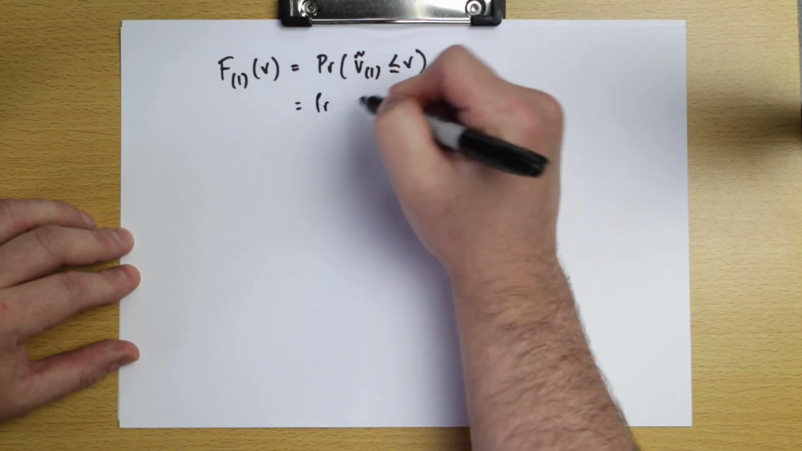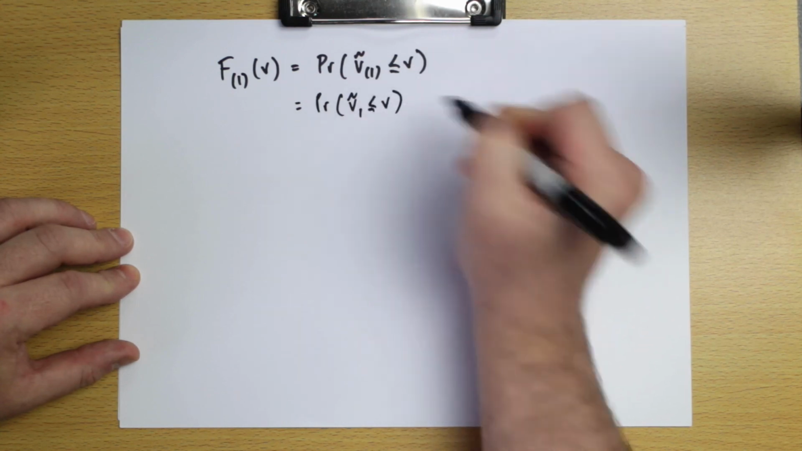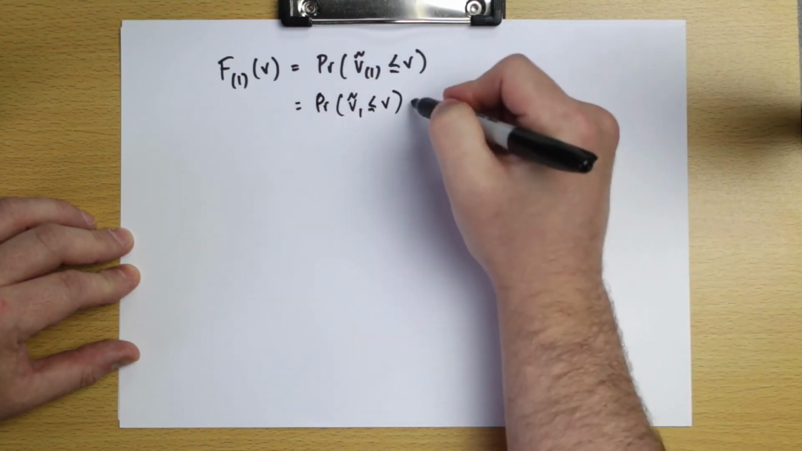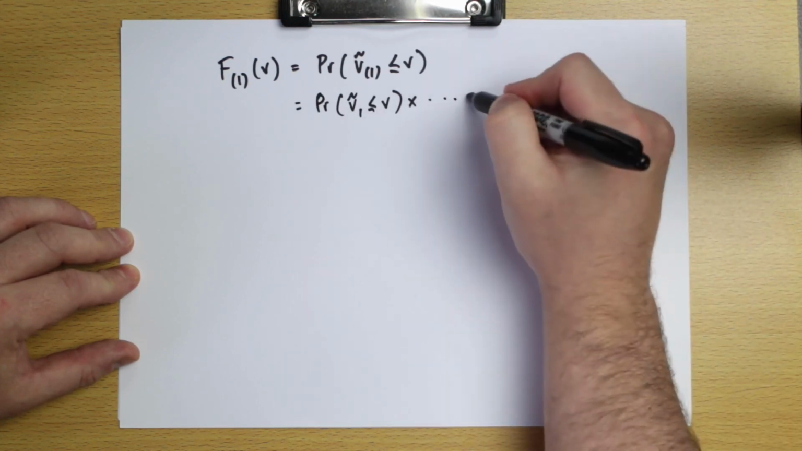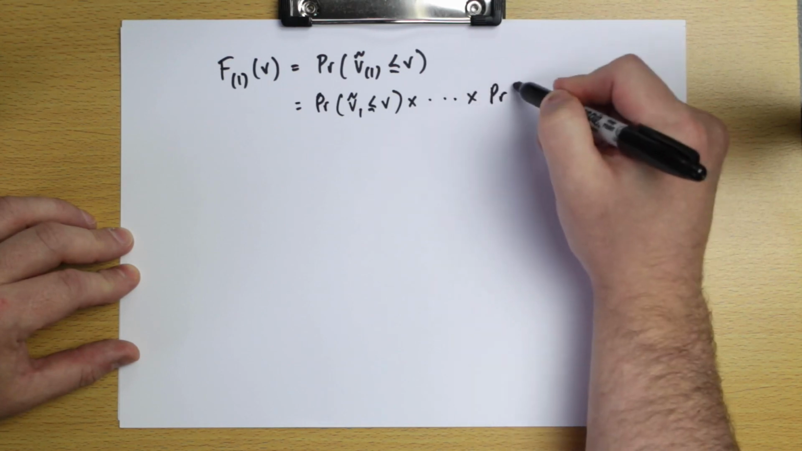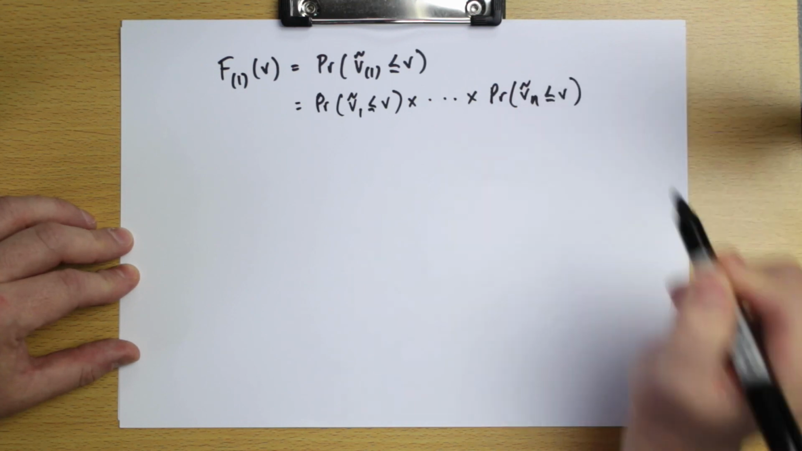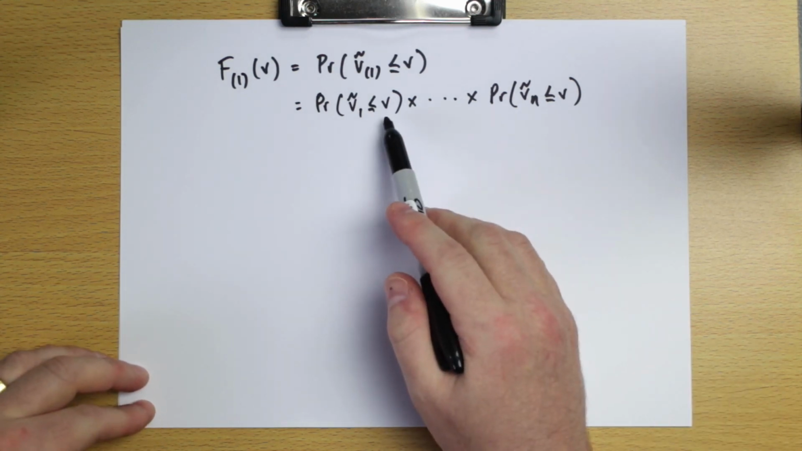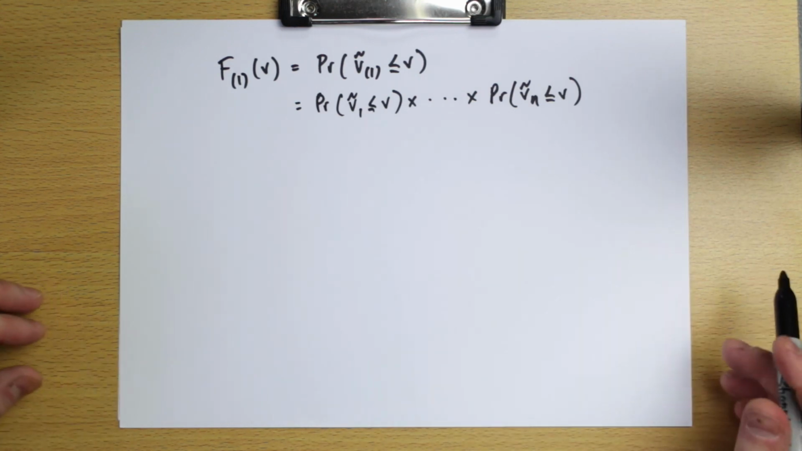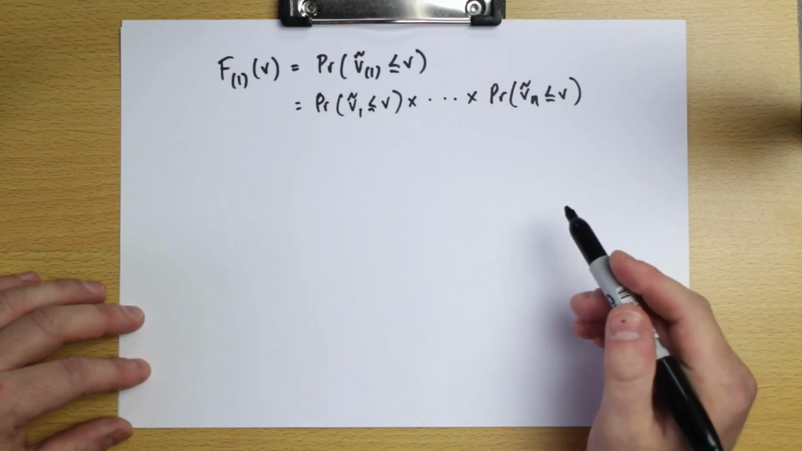So you could say, well, this is the probability that v tilde 1 is less than or equal to v, and they're independent, so I multiply the probability for v2 and so on, all the way up to the probability that v tilde n is less than or equal to v. Okay, so n independent things have to happen. Every random variable has to be less than some value v, and we can calculate the probability by multiplying, because these are independent random variables.